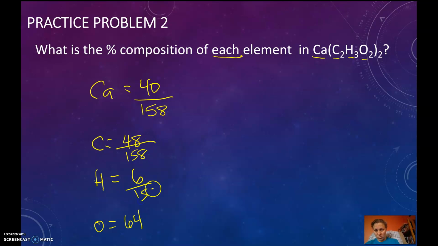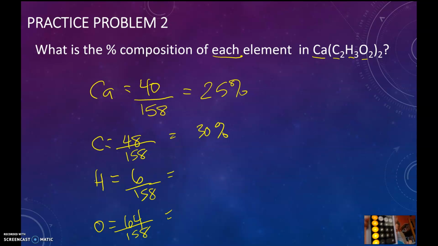And that's all you do for percent composition. 40 divided by 158, 25%. 48 divided by 158, 30%. 6 divided by 158. Okay, ready? I got 0.0379. You move the decimal over 2 places. 1, 2, that's 3.7. So 4%.